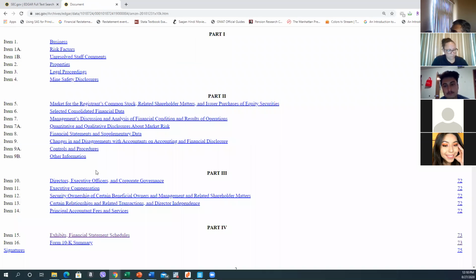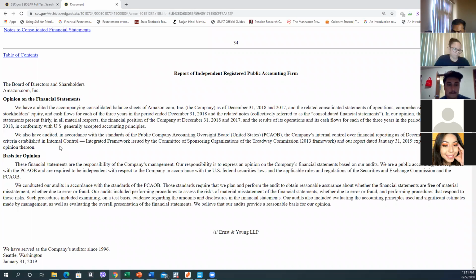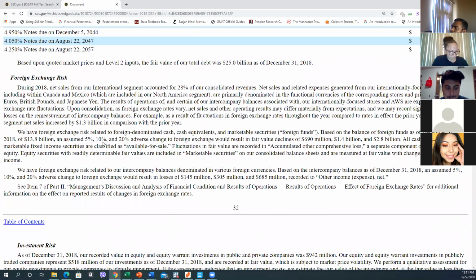So I want to click on financial statements and supplementary data. Okay, click on here. Okay, so report of independent registered public accounting firm. So this is a report prepared by the CPA firm. So the board of directors and shareholders of Amazon.com. So opinion on the financial statements. So they are saying... I don't know whether you can see what they are saying.